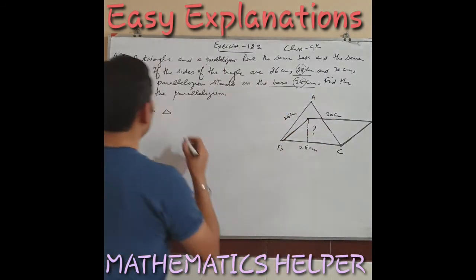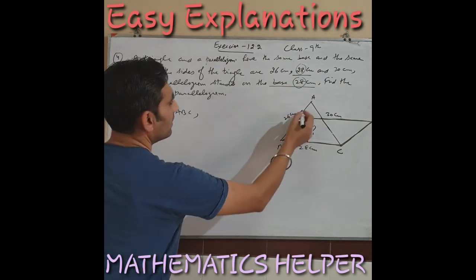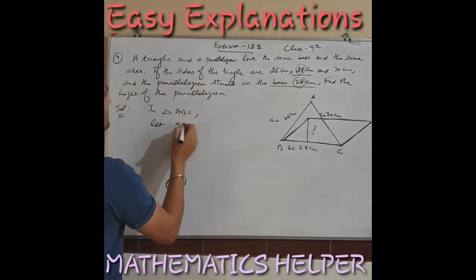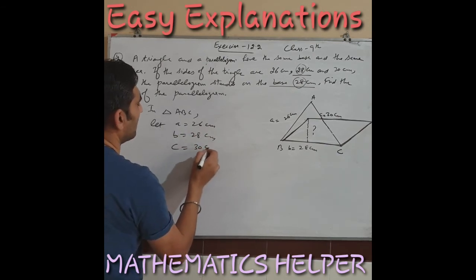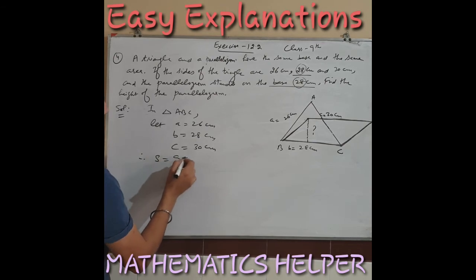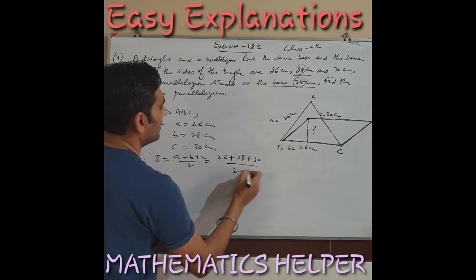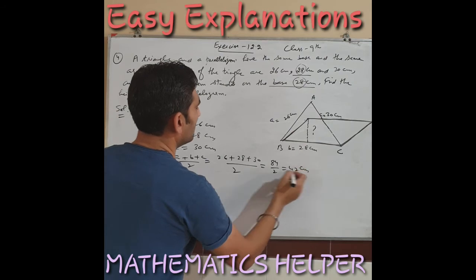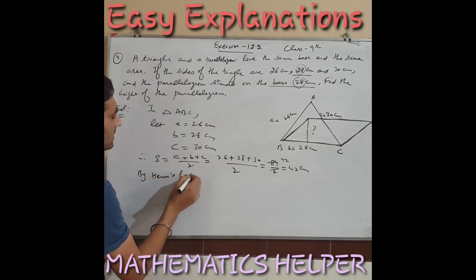In triangle ABC, let the sides be: you can mark any as A, any as B, any as C. So I am writing A as 26, B as 28 and C as 30 centimeter. Then write the semi-perimeter: sum of the three sides over 2, 26, 28 and 30 over 2. Their sum gives 84 over 2, or 42 centimeter on cancellation with 2. Then we have to solve it by Heron's formula. By Heron's formula, you can find the area of this.